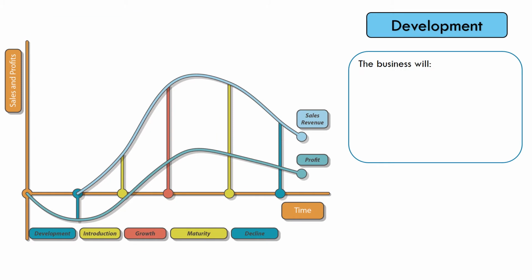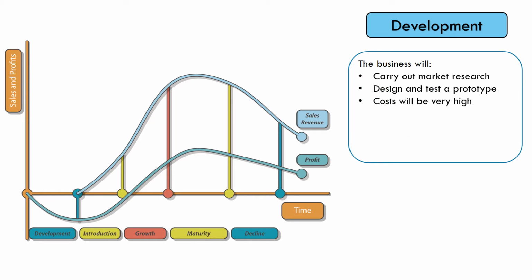What happens during the development stage of the product lifecycle? Well, during this early stage, the business will normally carry out market research about the product, possibly design and test the prototype. During this stage, we tend to get high costs, and we can see those costs being built up by the negative profit or the loss that's being accumulated associated with the product at this stage. There'll be no revenue from the product. We haven't released the product to the public. We're just developing it, so no revenue.